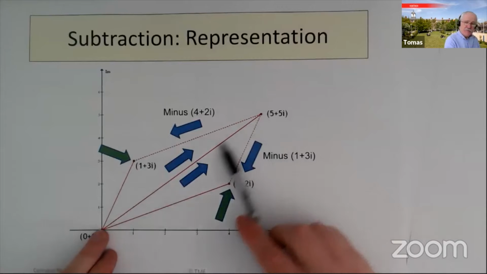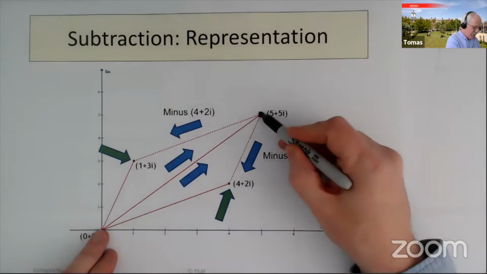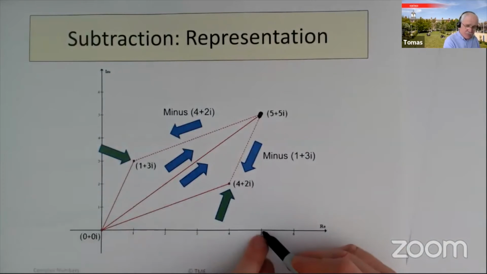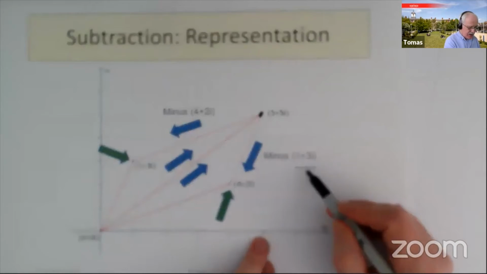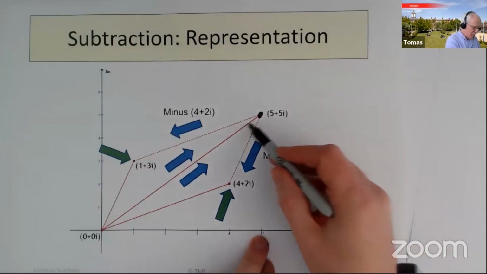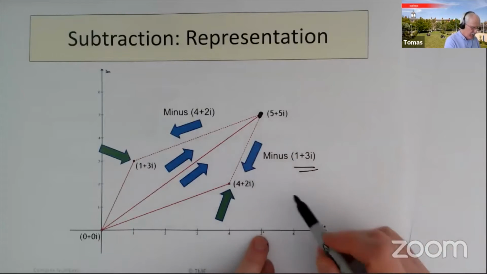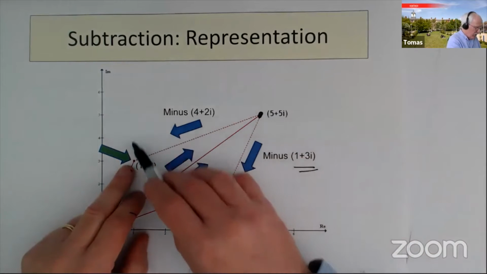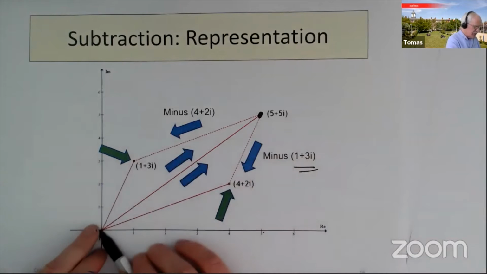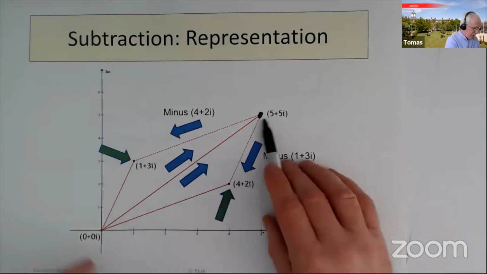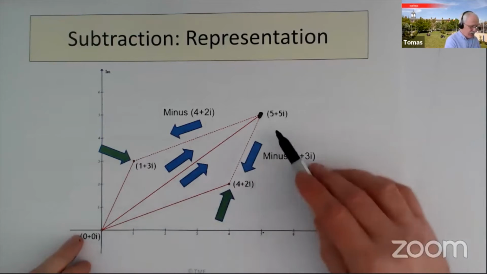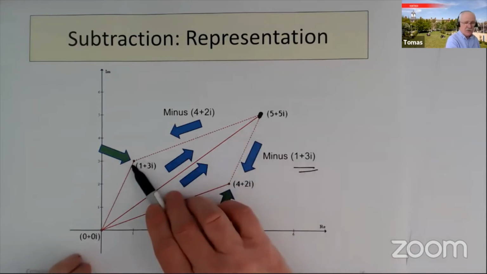If I wanted to do it visually, I could say I'm over here. I've got 5 and 5i, or 5 apples, 5 oranges, and I'm going to subtract 1 and 3. So back 1 and down 3, or I'm going to subtract 4 and down 2, and then subtract the rest. So that's how I would do it. So I can minus twice to get back, minus twice to get back, or minus 1 to get to here, or minus the other to get to there. So that's just how it's represented.